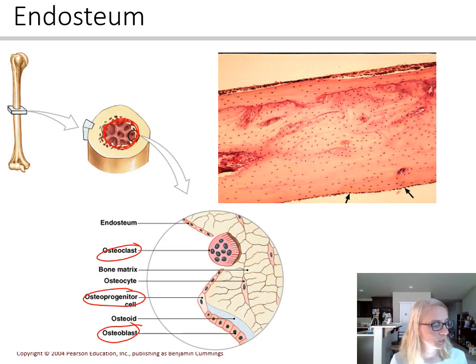Okay, so that wraps up this mini lesson. The next topic we're going to take a look at is ossifications. We have endochondral and intramembranous ossifications.